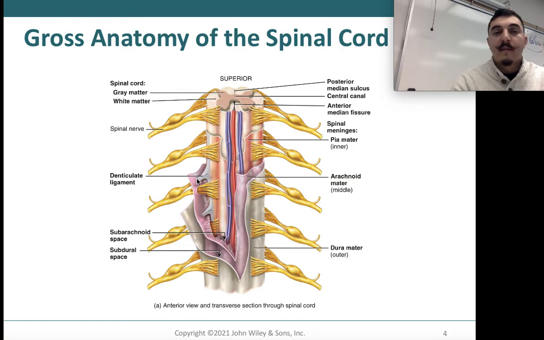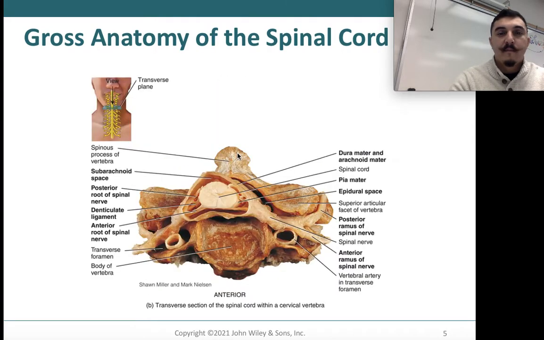Okay, so we've got some ligaments as well. We have this denticulate ligament that attaches the pia and the arachnoid. Arachnoid. It was like spider, no? Arachnoid. Yeah, we have a spinal cord that has gray matter and white matter, which we'll get into a little bit. Posterior median sulcus, kind of like this little opening right here in the back. Anterior median fissure, right? And our central canal. Okay.